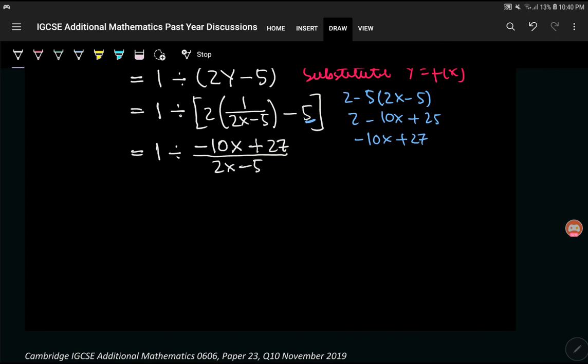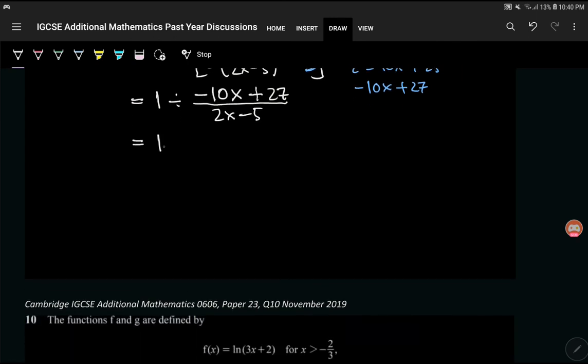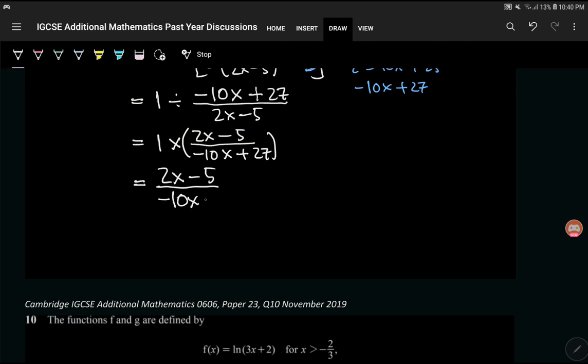Since we divide 1 by a fraction, we change the divide symbol into multiply, and then we invert the location of numerator and denominator. So we have 1 multiplied by (2x minus 5) divided by (negative 10x plus 27). So our final answer is (2x minus 5) over (negative 10x plus 27). So this is our final answer.